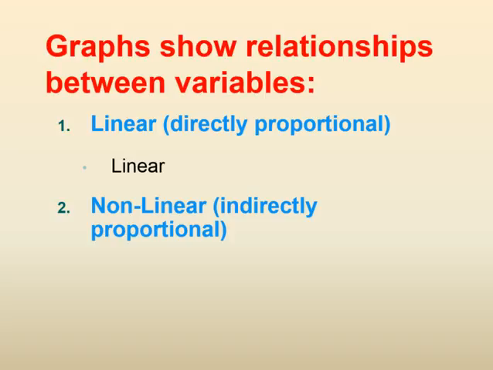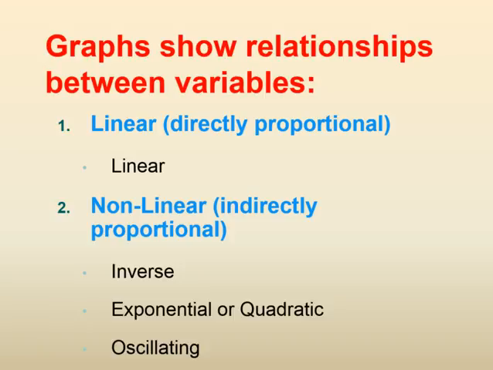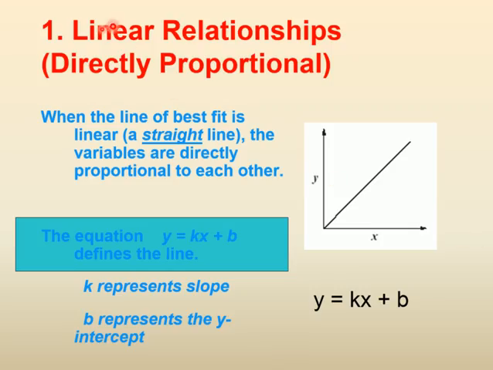But there's a few different types of these. We have things like inverse, we have exponential or quadratic proportionalities, or we also have oscillating proportionalities. But what we are going to focus on in this class is the direct proportionality, which is going to be a line, and the inverse proportionality, which will end up having a negative hyperbola. So we have the negative relationship, which is direct proportionality.